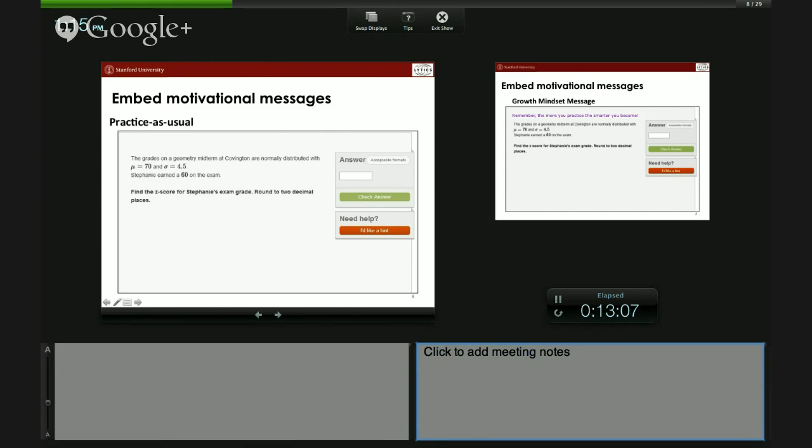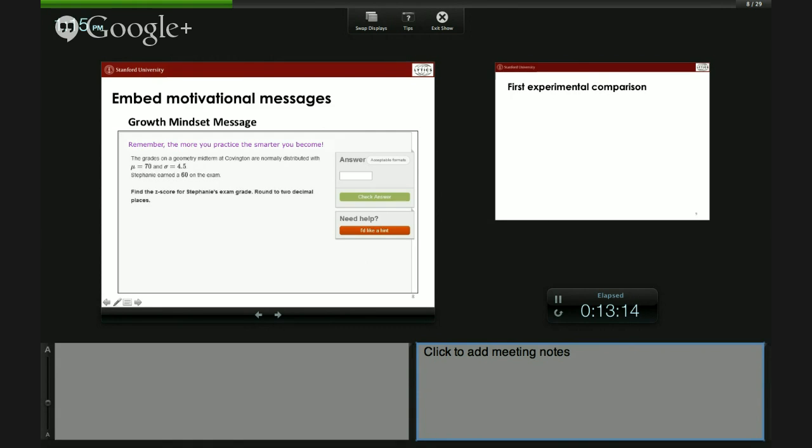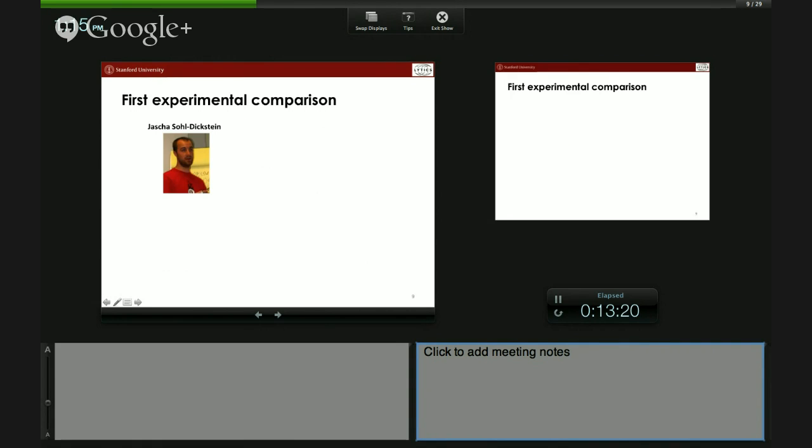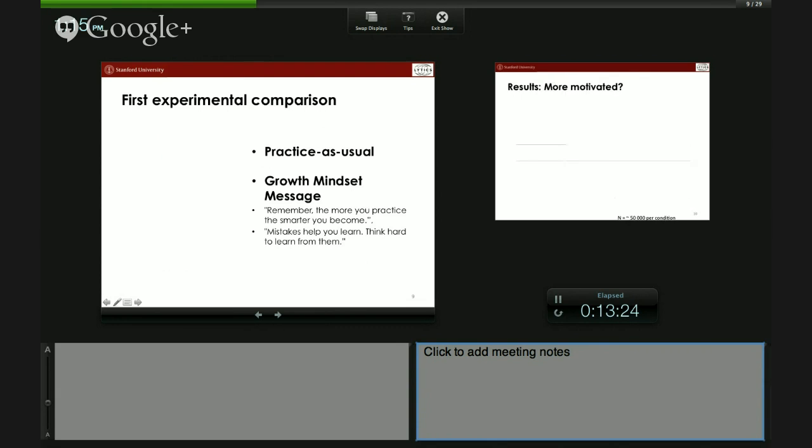Practice usual is just what they're doing before. The growth mindset message says, well, remember, the more you practice, the smarter you become. So here's the fixed experimental comparison between practice usual and different growth mindset messages; we had about 14 of them in all. And this is embedded in Khan Academy's website for about 2 months on 12 different kinds of fraction exercises.